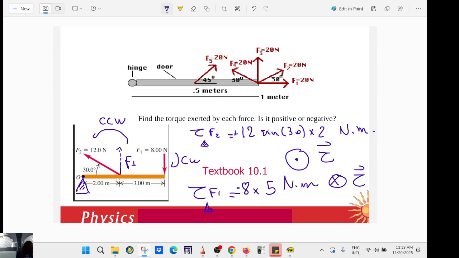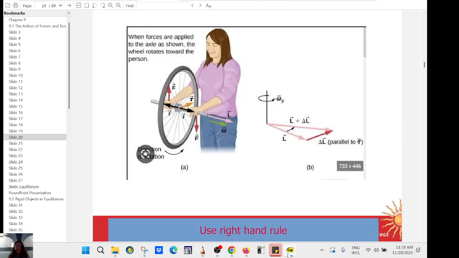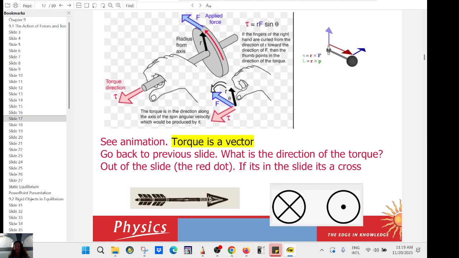So if it's counterclockwise, it's towards you; clockwise is into the board. They do it this way because it's like this. See? So you see a cross. It's the tail.